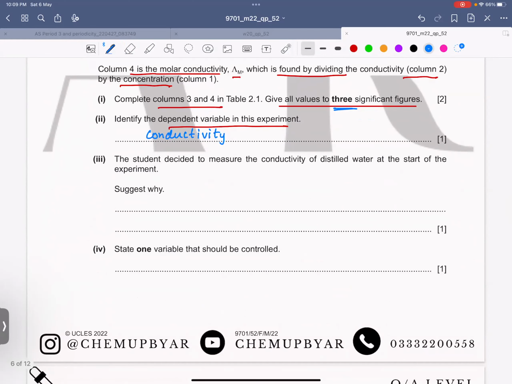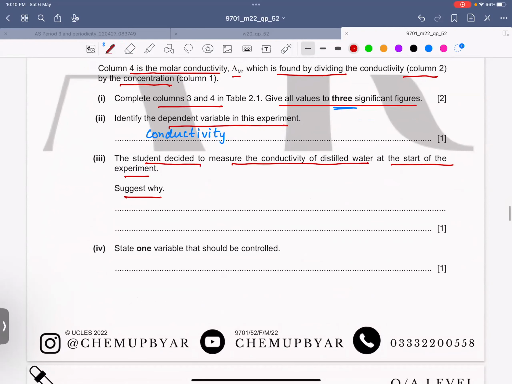Now, the third part. The student decided to measure the conductivity of distilled water at the start of the experiment. Suggest why. To act as a control. Yes, or you can say to calibrate the conductivity of water, so we already know how much conductivity is due to the water in the solution.